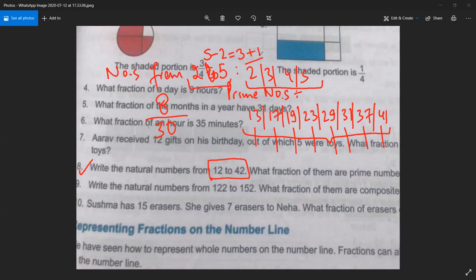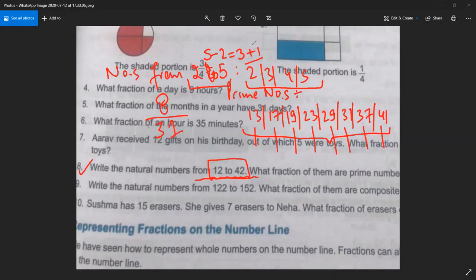Yes, sir. So when I say write the natural numbers from 12 to 42, how many numbers do I have? 30. Sorry, 31. Yes or no, sir? Yes, sir. Sarthak, is there any confusion?